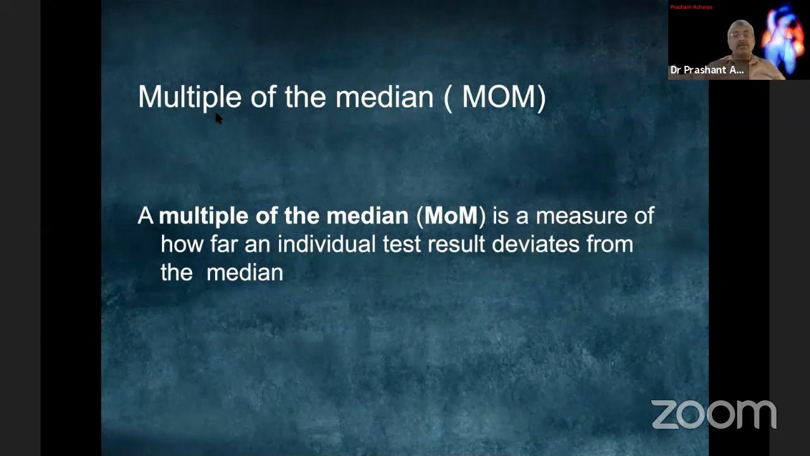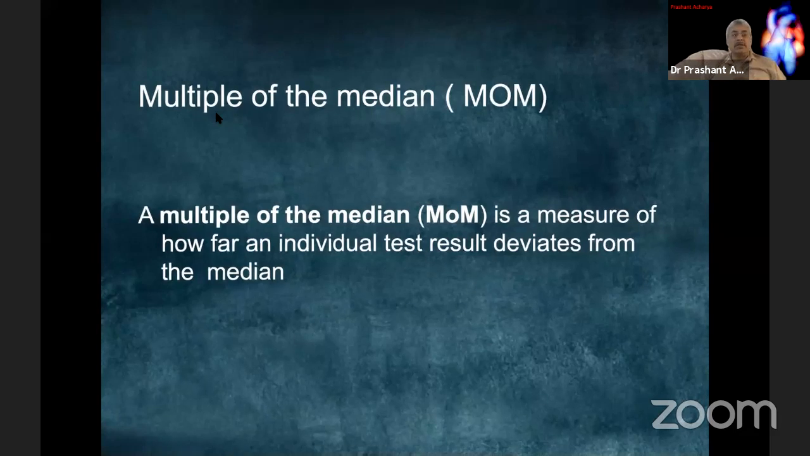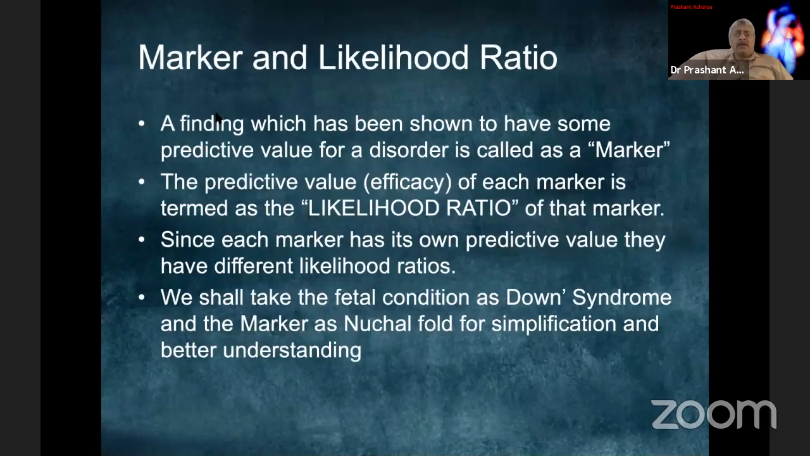It is independent of the gestation and independent of the absolute value. That is the reason the MoM gives you a clear idea of how much deviation from the normal median value there is. So that's the importance of the MoM value. It gives a much clearer understanding of how the biochemical markers are to be read, because absolute values are not to be taken into consideration, but the MoM value has to be. Now, another important aspect is markers and their likelihood ratios.